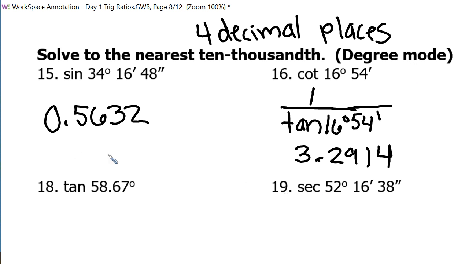I want you to go ahead and do number 18. Hit the tangent button and type in 58.67 degrees.